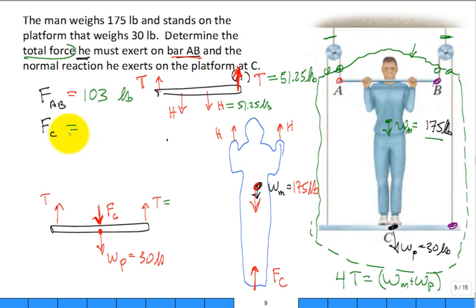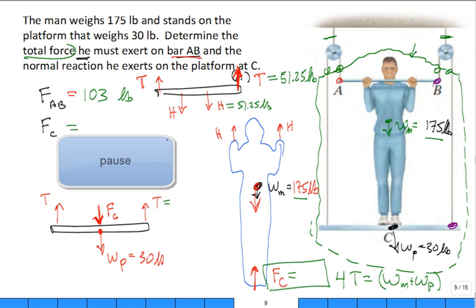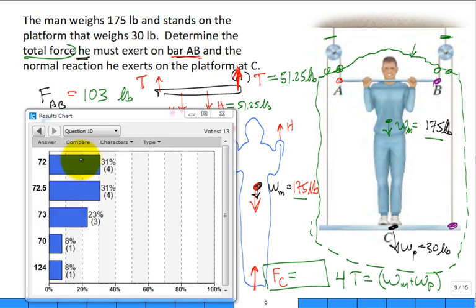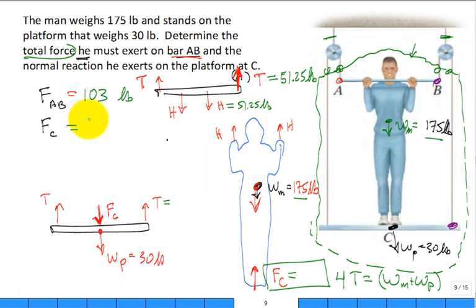Still with me. Perfect. Now we can come over here. We have the two H's pulling up, the weight of the man down. What is the force C? What is that normal reaction that he exerts on the platform? What is this right here? Can you calculate that? Give me a numeric. 30 seconds. We take all those. So this is 72.5 pounds. We're done with this problem.